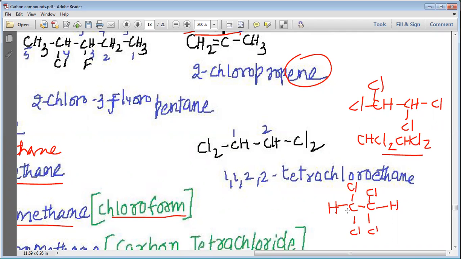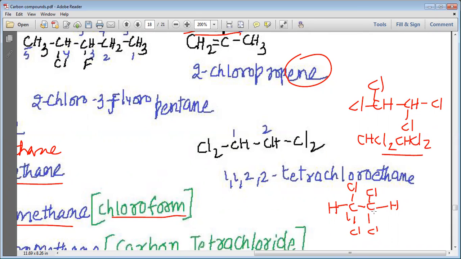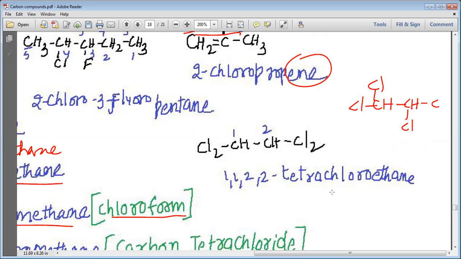So here you can see that this is the first carbon, this is the second carbon. On the first carbon we have 2 chloro, so 1,1-dichloro, and then on the second carbon we also have 2 chloro. So we will write it as 1,1,2,2, 4 chloro, so tetrachloro, and 2 carbon, so ethane. So ultimately we will call this compound 1,1,2,2-tetrachloroethane. Why ethane? Because it has 2 carbon and all the bonds are single bonds.